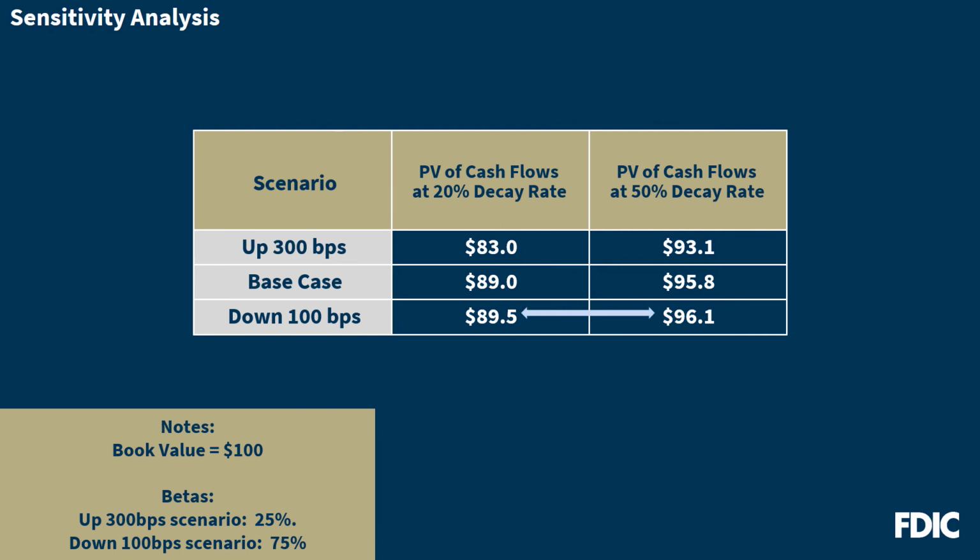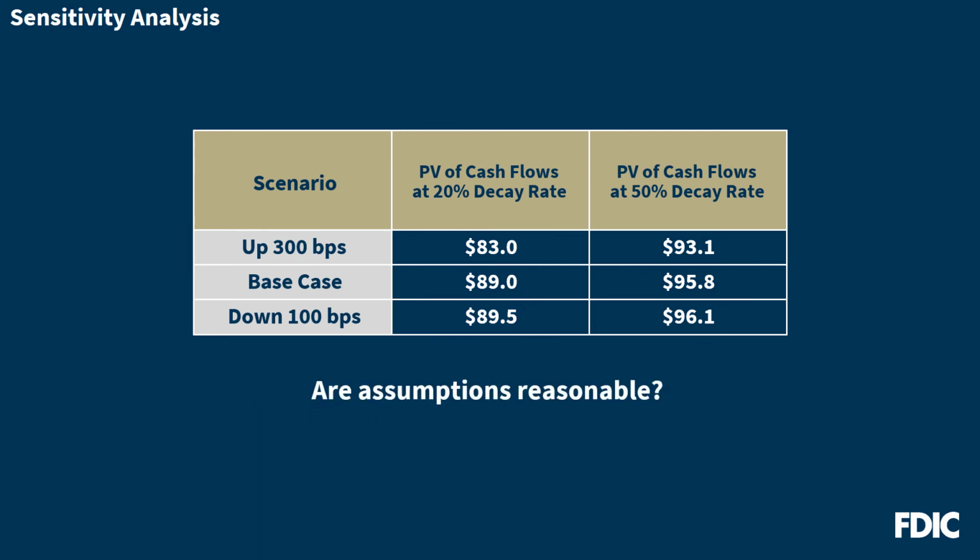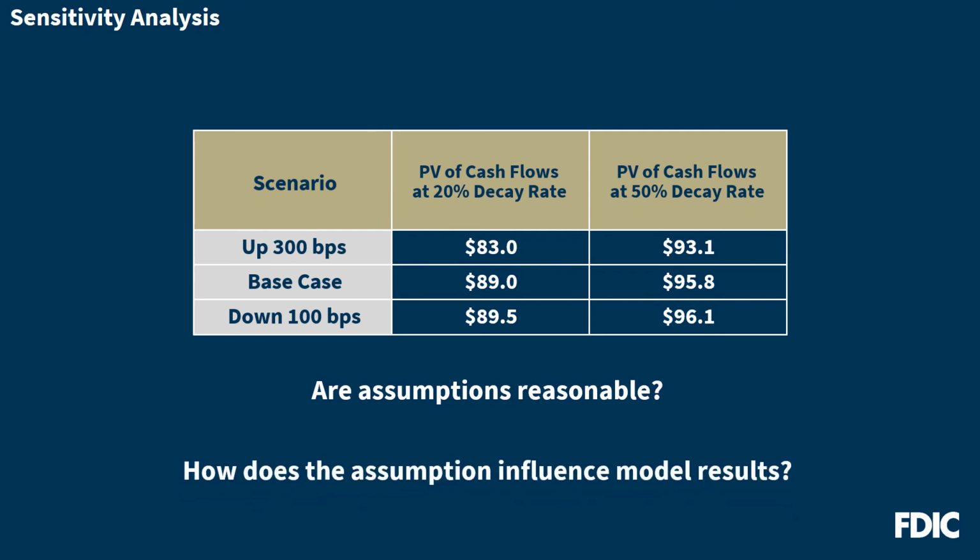A lower decay rate reflects that deposits are assumed to be held at the bank for a longer period of time, which means the value of those deposits is perceived to be higher than that of deposits with higher decay rates. After performing the EVE analysis and reviewing model results, management can use sensitivity analysis to consider whether the assumptions are reasonable, given what is known about customer behavior, and also to determine how influential a given assumption is on the model results.